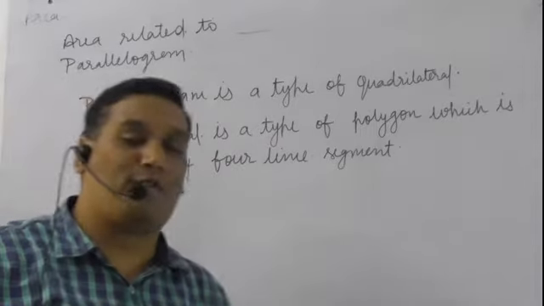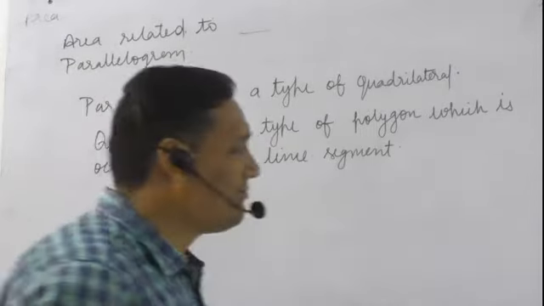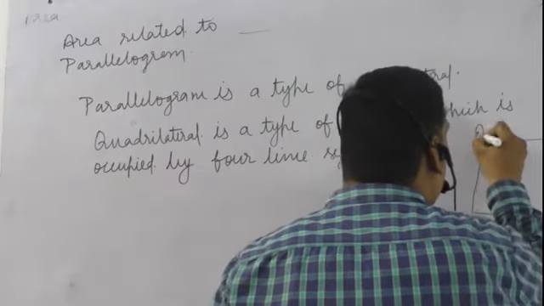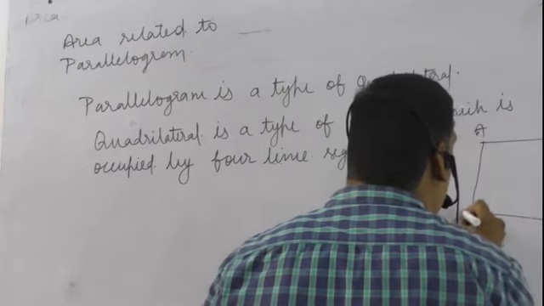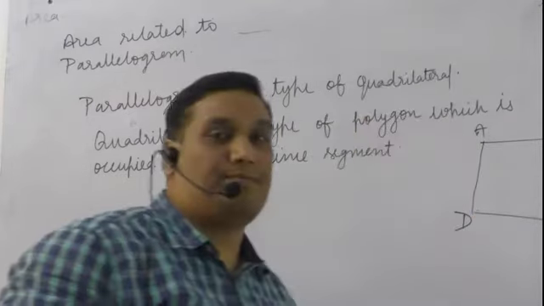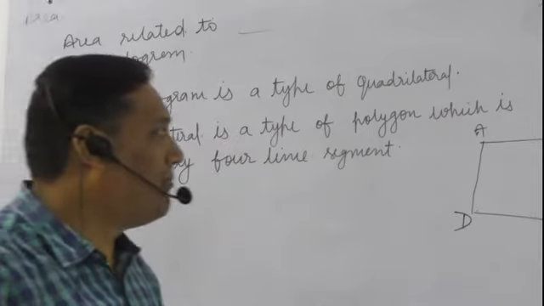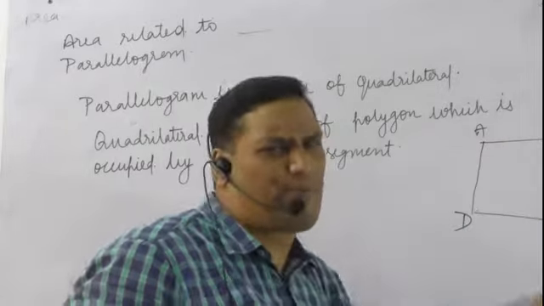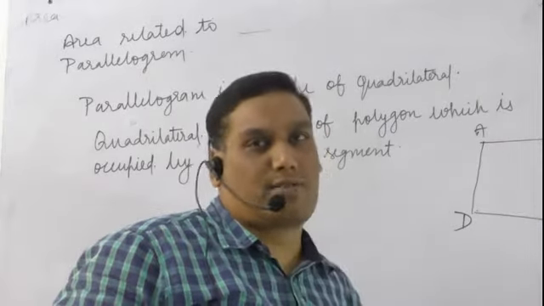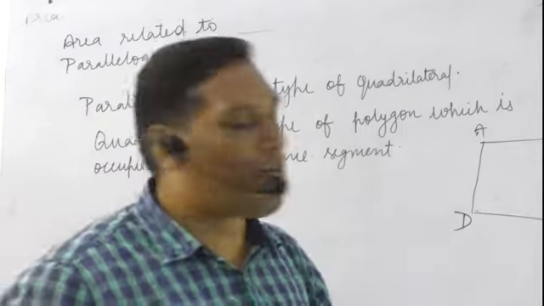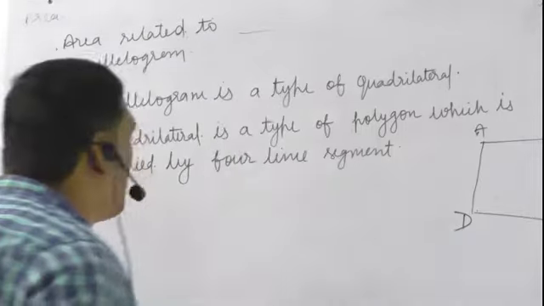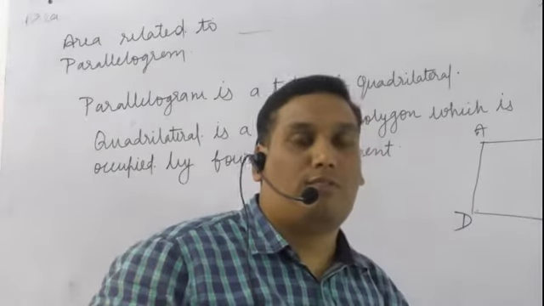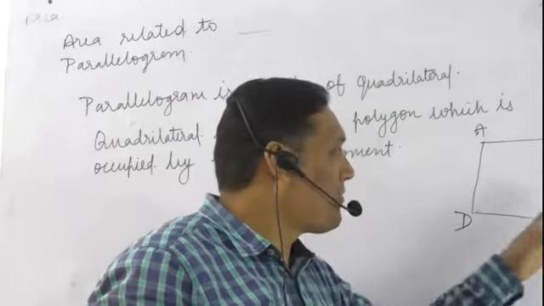Quadrilateral is a type of polygon which is occupied by 4 line segments. ABCD is a quadrilateral. AB, BC, CD, DA: each is a line segment and a side of the quadrilateral. It is an enclosed plane figure. इसमें 4 line segments होते हैं, AB, BC, CD और DA.